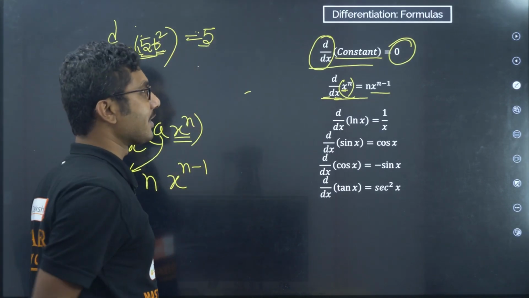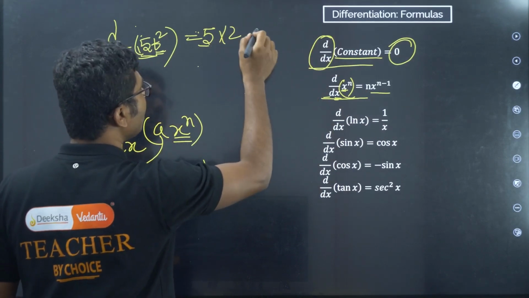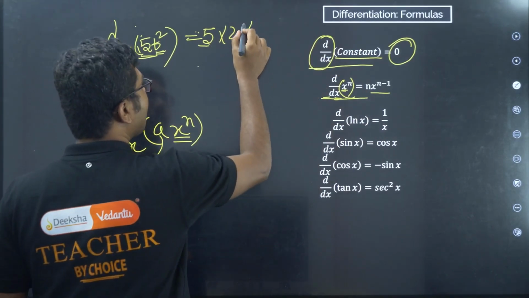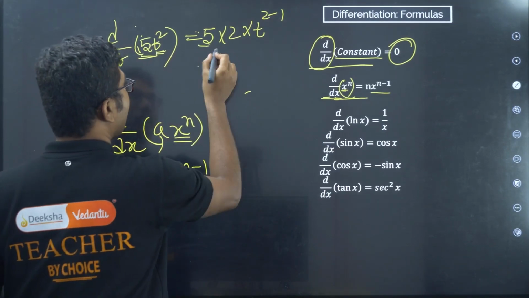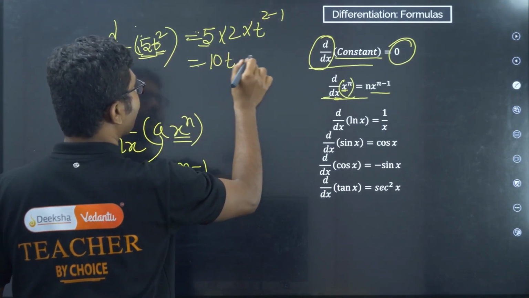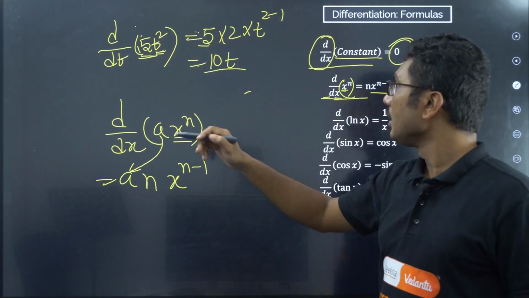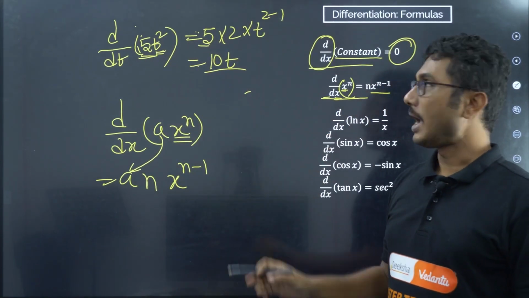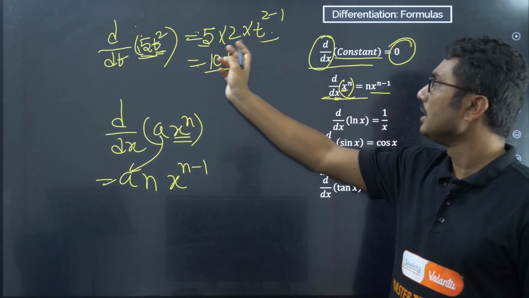Then the differentiation of t square, t square means x to the power 2. So first thing, 2 will come out, and then t to the power 2 minus 1. So that means 10t. Understood how this is coming out in our real life? So this will be given to you, and you will be asked to find some values. Then you can do the simple mathematics.